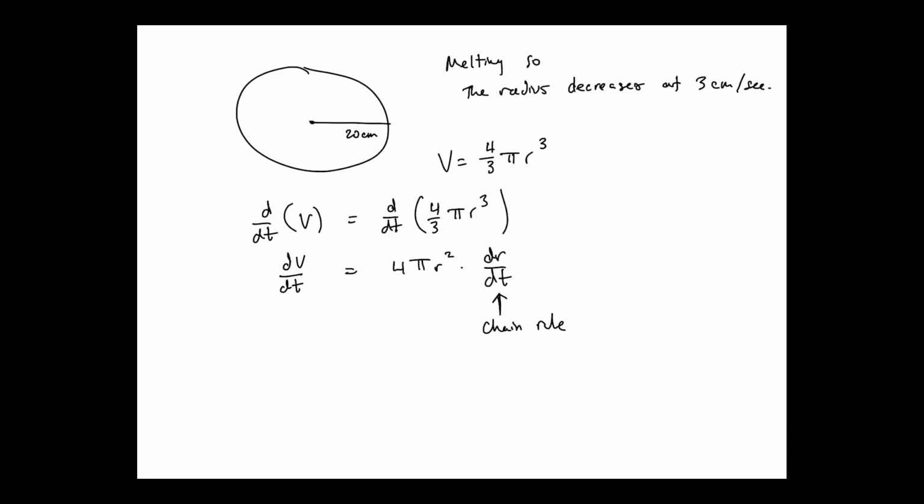Okay, so does that make sense? Maybe intuitively it made sense to you guys. Yeah? Okay, now that is a generic equation. What we're interested in is how fast the volume of this thing is changing when the radius is 20 and the radius is shrinking at 3 centimeters a second. So what am I going to do with my 20 and my, well, -3? I need to plug those in here.